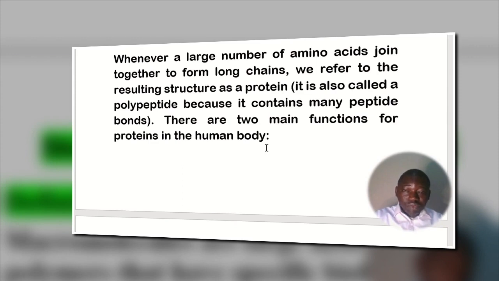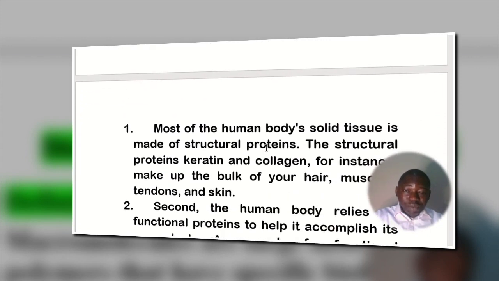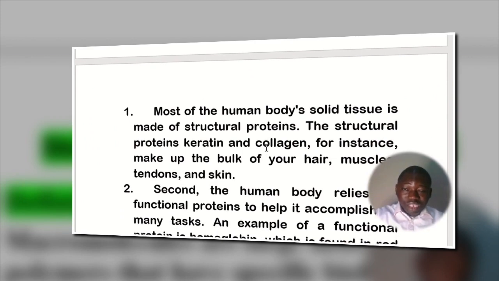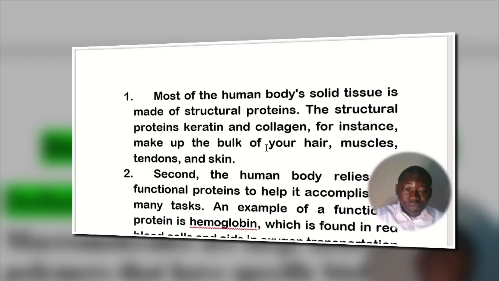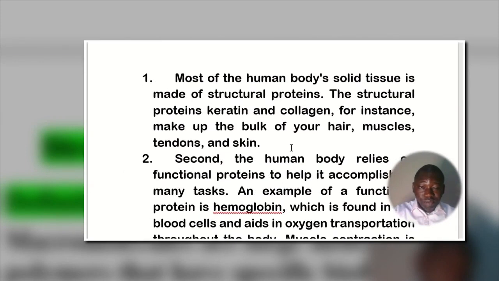There are two main functions for proteins in the human body. Number one is that most of the human body's solid tissue is made up of structural proteins. The structural proteins, keratin and collagen, for instance, make up the bulk of your hair, muscles, tendons, and skin.